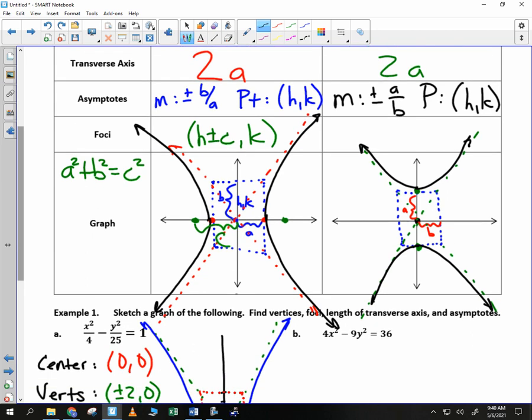And the foci sit C units from the center. Do you think the foci sit on the side or the top and bottom? Yeah, they sit on the top and bottom because they're on the inside of the hyperbola as it opens up. So those are C units from the center. Those are my foci. And that changes the Y value. So it's going to be h and then k plus or minus c is going to be your foci.